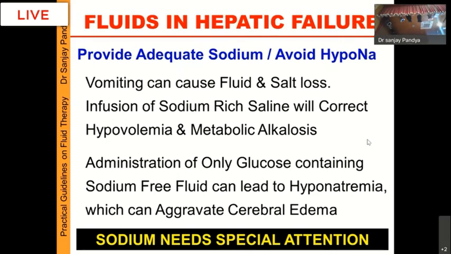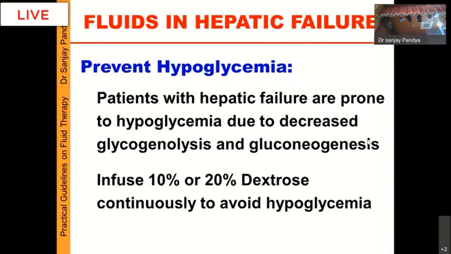Okay, and then adequate dextrose is required to prevent hypoglycemia, because hypoglycemia is common in the presence of liver failure. Why is hypoglycemia risk more? Because of what? Due to the decreased ability of the liver to store glycogen, and because of that the chances of hypoglycemia are more.